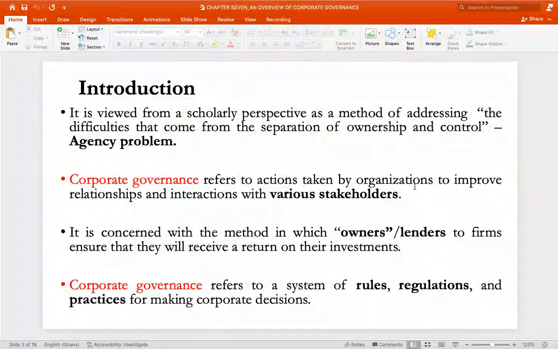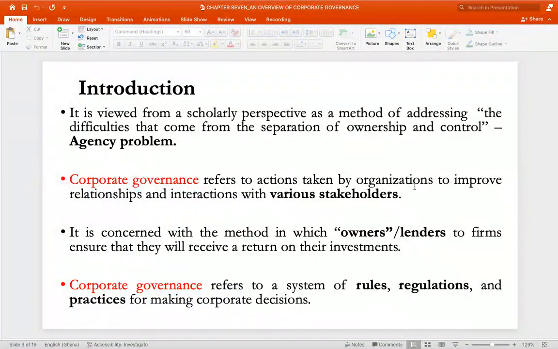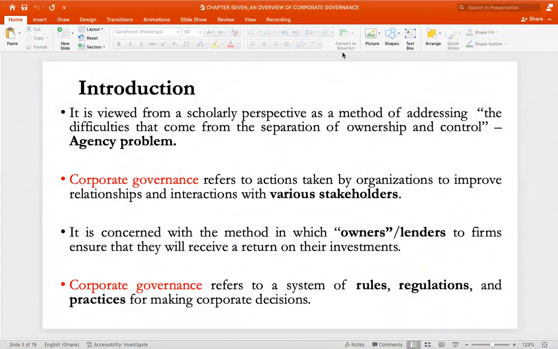So the other thing is that with good corporate governance, the owners or the investors will only want the funds or all the profits to be paid to them. So corporate governance is there to ensure that not just the principal or management is catered for, but all the other stakeholders of the business are equally given attention. It is concerned with the method by which owners and lenders to firms ensure that they receive a return on their investment. That's the principal thing we established in the beginning. So before the business can think about other stakeholders, it is important that there is some return for the investors, lenders or owners of the business.